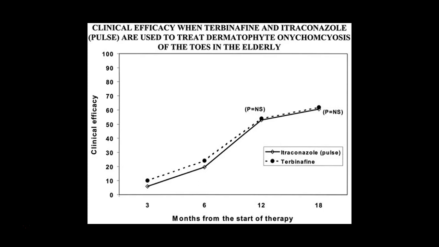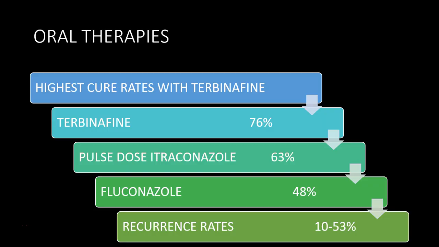Both terbinafine and itraconazole have been shown to be effective in the treatment of onychomycosis in older patients, with a slightly lower cure rate in the elderly than in younger patients. Looking at oral therapies for the treatment of onychomycosis in the older patient, the highest cure rates are with terbinafine at 76%, pulse dose itraconazole 63%, fluconazole at about 48%, and the overall recurrence rates are reported anywhere from 10 to 53%.